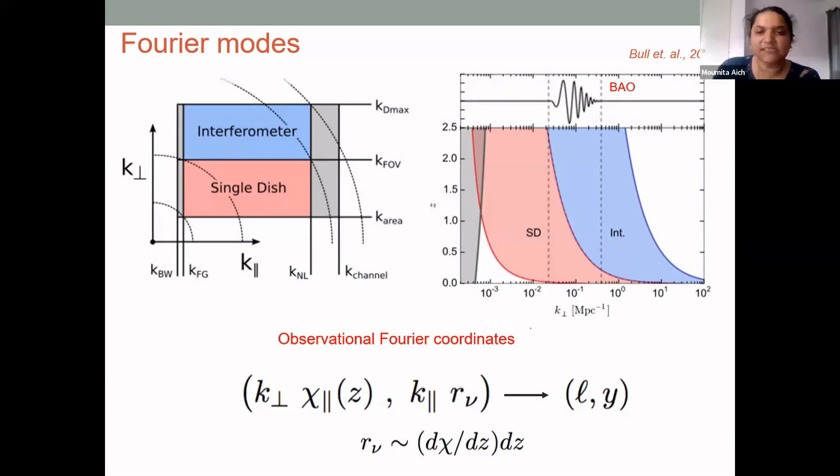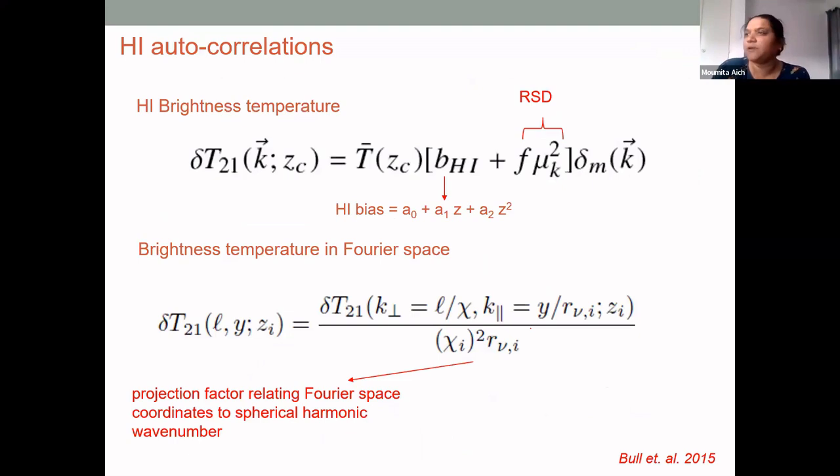So this is just the notation which is used in the intensity mapping community. That's why I wrote it here so that you don't get confused. Whenever you see l, it means k perpendicular, and y means k parallel. So that's why I put it out there.